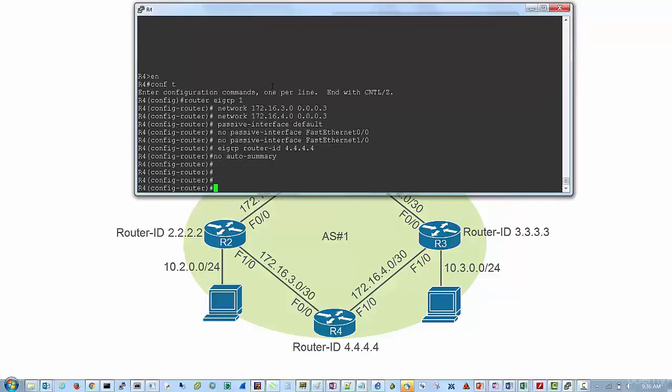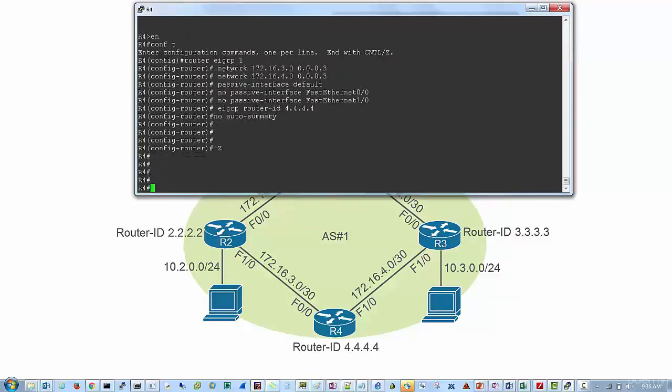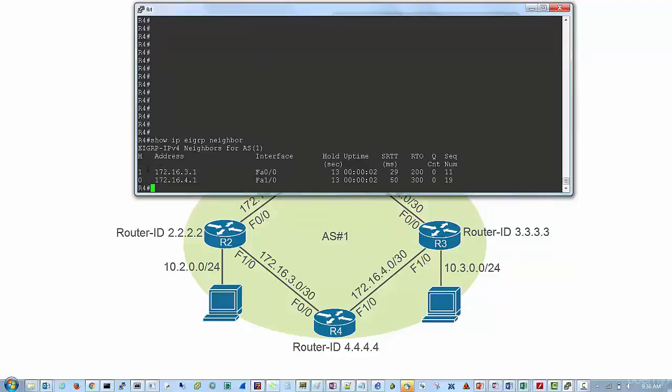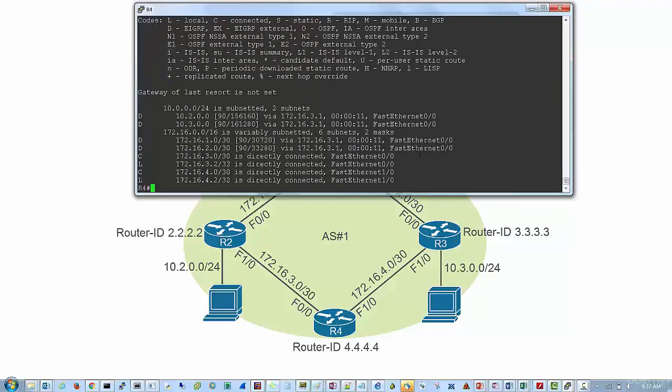There we go. So now all of our routers have basic EIGRP configurations and should all be peers. So let's run show IP EIGRP neighbor on R4, and perfect. It has two peers, one to R2 and one to R3. Okay, so we're learning all of our routes.